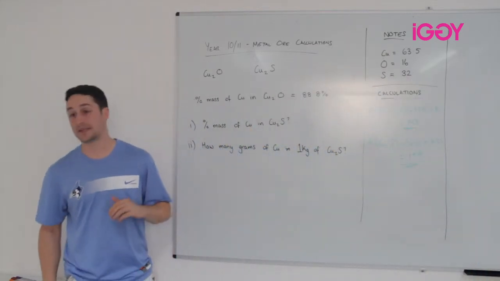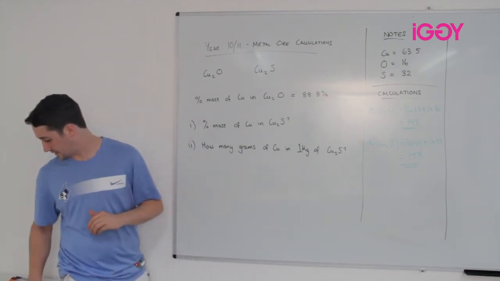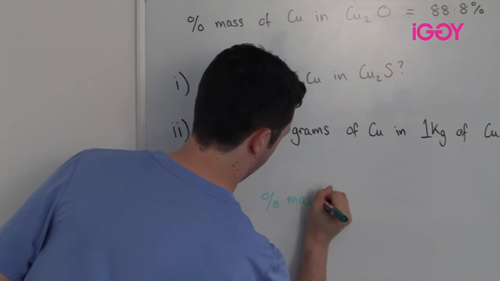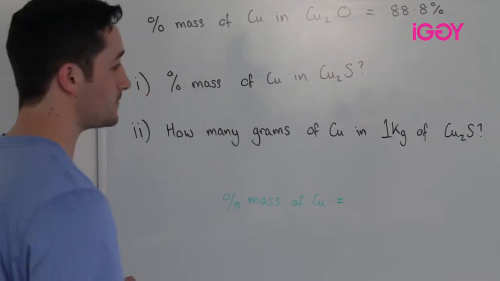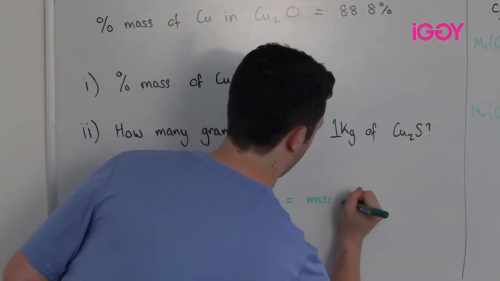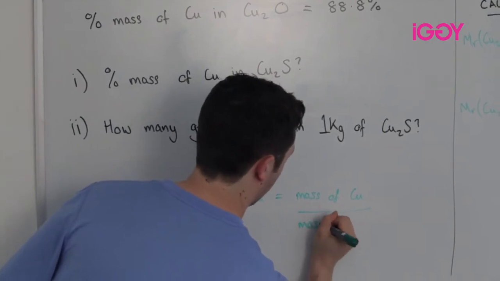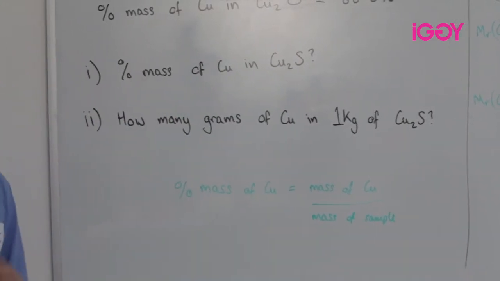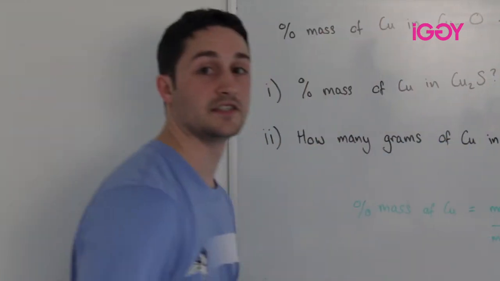So now we can go on and calculate our percentage mass. We need an equation as normal. So the percentage mass of whatever, in this case copper, is equal to the mass of copper in our sample divided by the mass of the sample. Now we need to be careful. When I'm saying mass here, I mean the molecular mass and the atomic mass. I don't mean grams, I mean these kind of numbers that we've calculated over here.